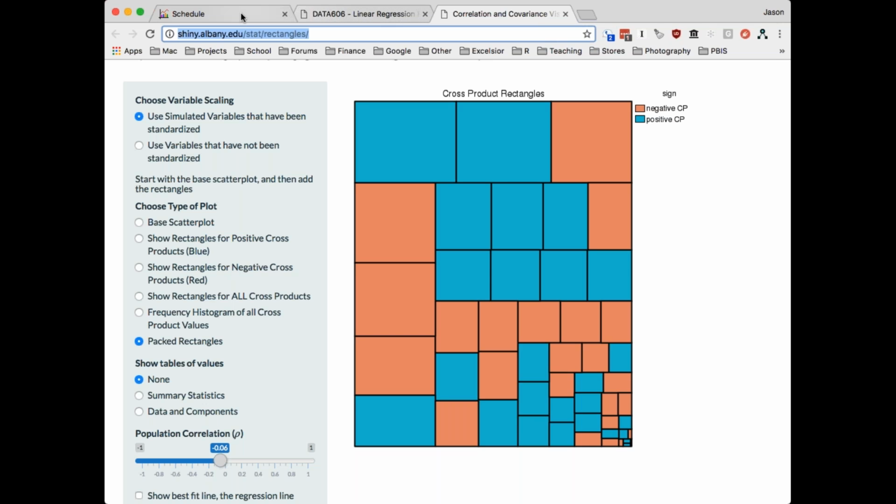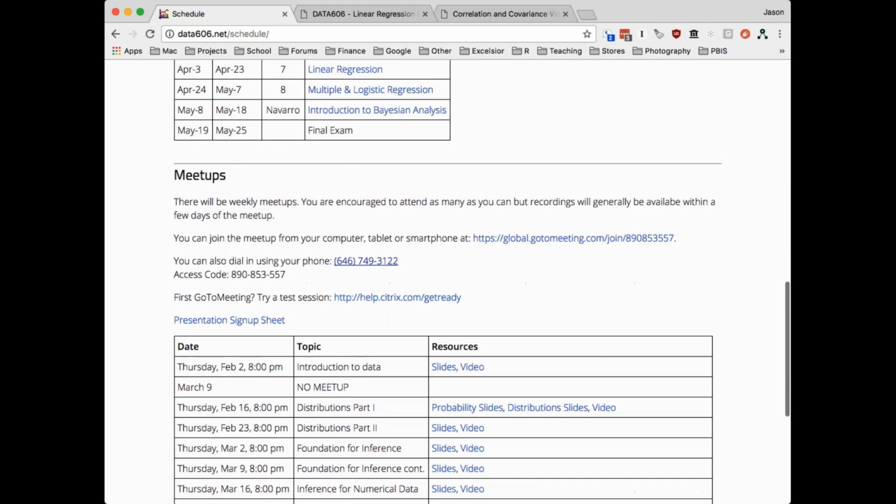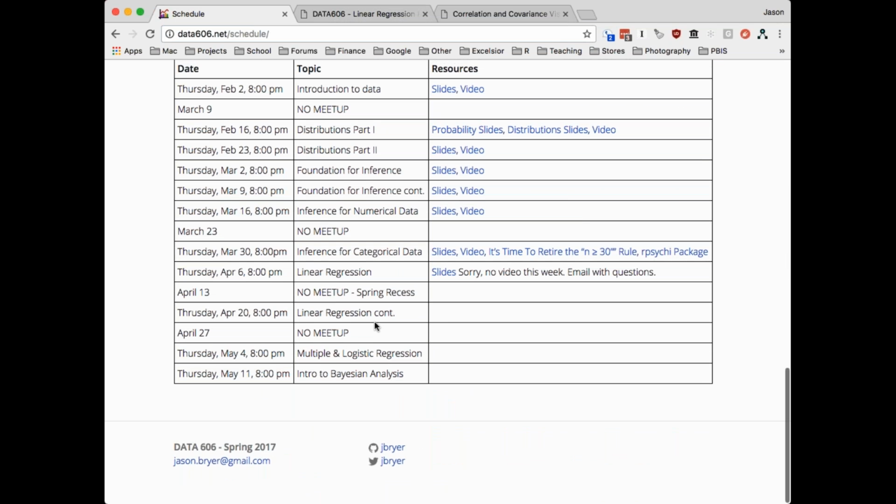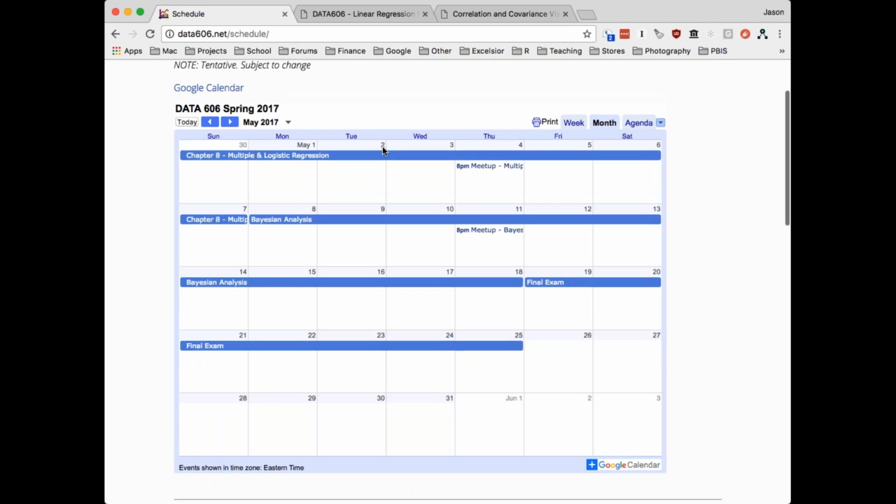All right, so I think we have 2 meetups left. We won't have a meetup next week because I'll be on a plane at this time. But I'll be around, so if you have questions, reach out. We're going to do multiple logistic regression in 2 weeks. I'm going to make this the last chapter because looking at the calendar, you'll have multiple logistic regression due around May 7th.